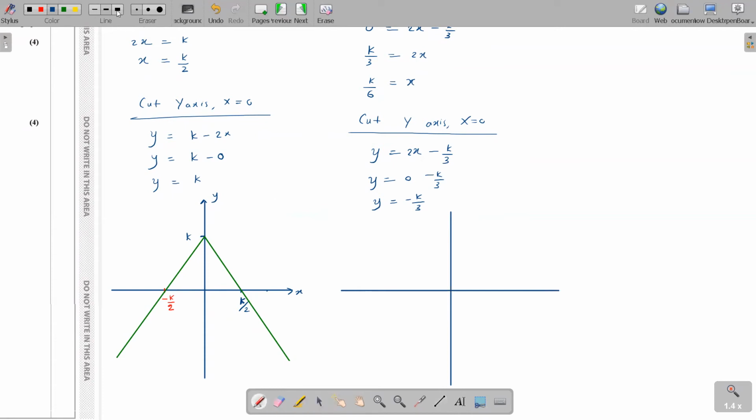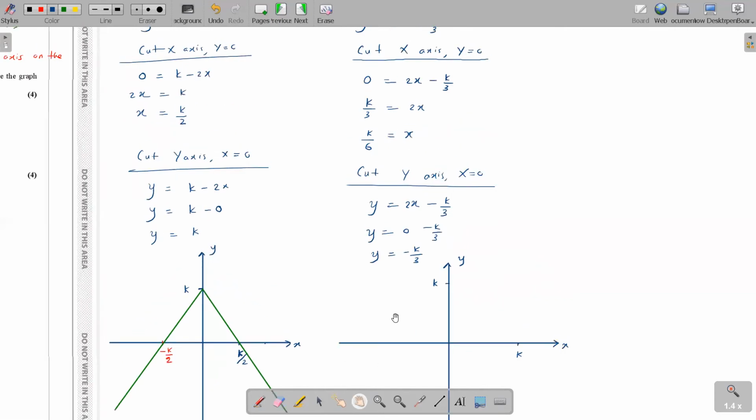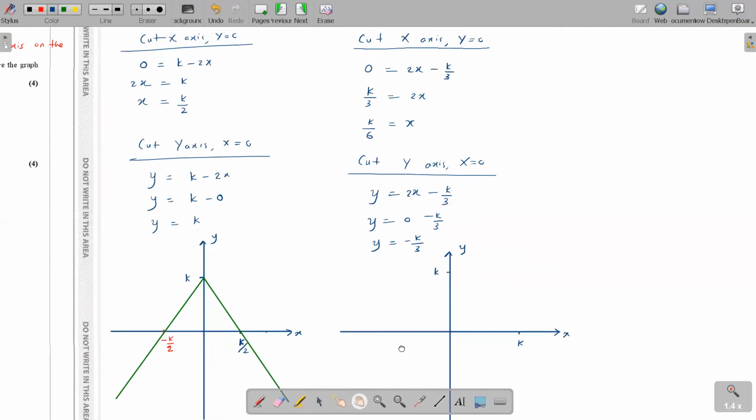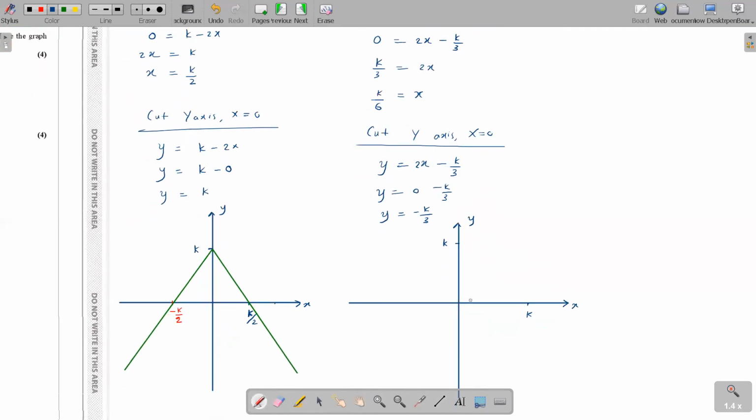Okay, so let's draw that graph. We have here the x-axis, we have here the y-axis. I think if you could keep the same scale, it's better. Then we can compare, because at the next part we might need to do a comparison. So better to keep the same scale here. Then the x-axis cutting point is at x equals k over 6. So k over 6 is even lower than k over 2, right? k over 6 is even smaller, isn't it? So let me mark it over here. This is k over 6.